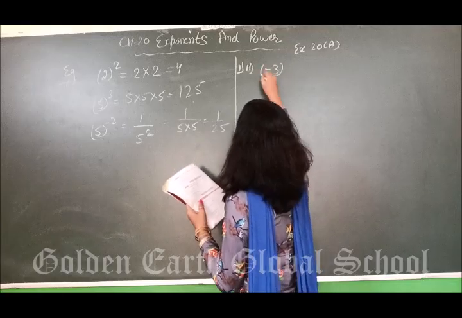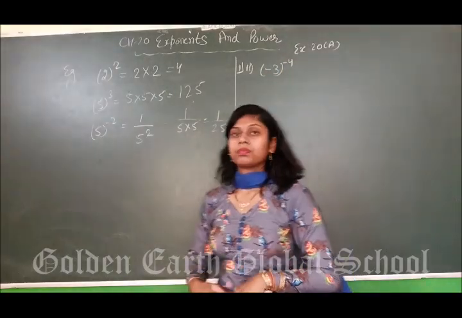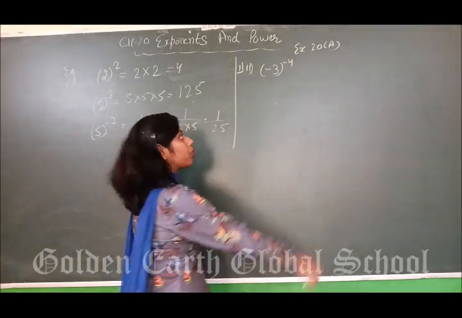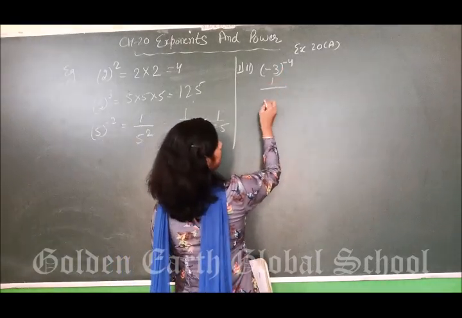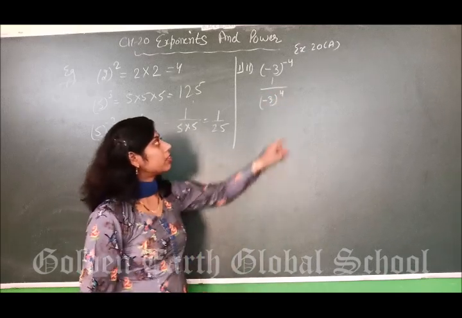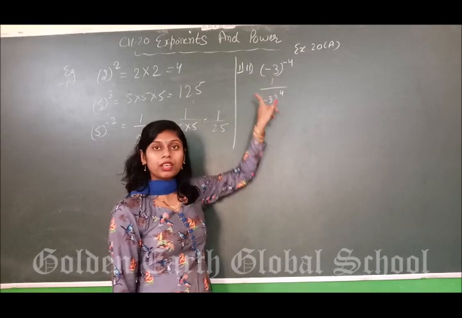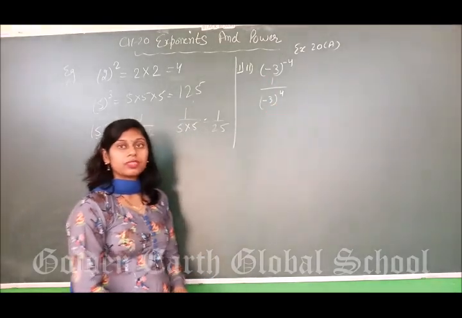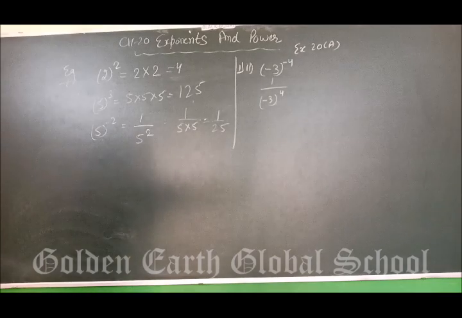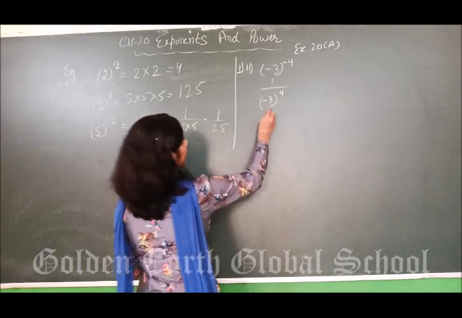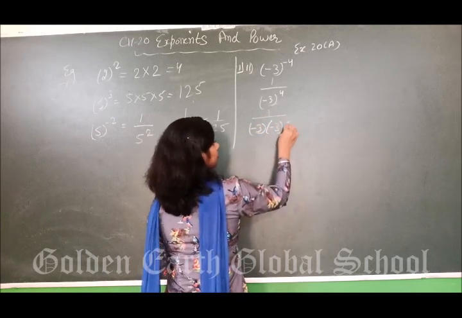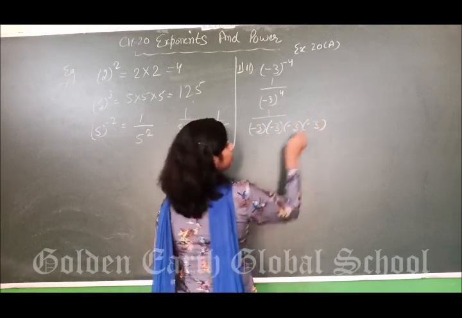Minus 3 power minus 4. Minus 3 is a number. So firstly we will take the reciprocal. It means 1 upon minus 3 power 4. Only the power will convert to positive. That number will remain negative. Okay? Now multiply minus 3 4 times. So we will write 1 upon minus 3 into minus 3 into minus 3 into minus 3.